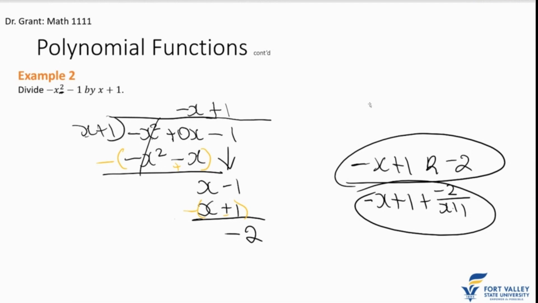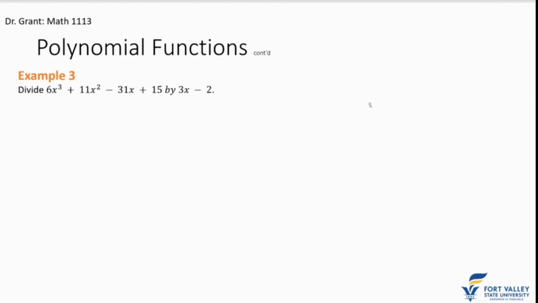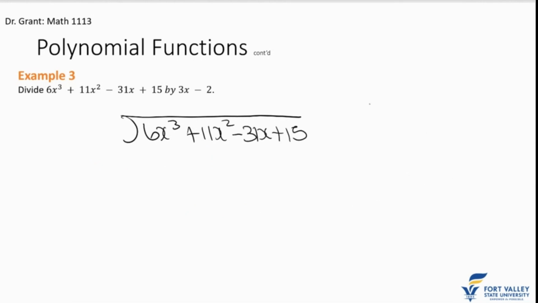All right, we're going to do one more example before we move on. So here I have 6x cubed plus 11x squared minus 31x plus 15 divided by 3x minus 2. What does this give me?